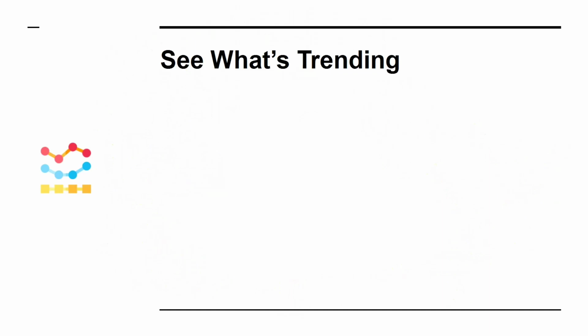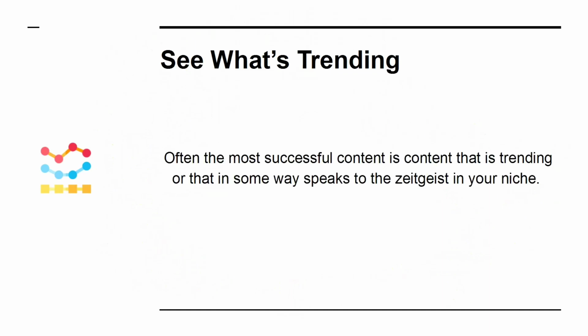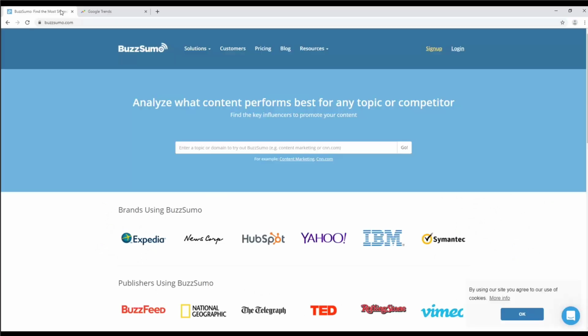See what's trending. Often the most successful content is content that is trending, or that in some way speaks to the zeitgeist in your niche. To find these kinds of ideas, you can use tools like BuzzSumo. This will show you the most popular posts in any given niche, which will in turn give you ideas for things to write about. You can even bounce off popular news posts with your own take or response.